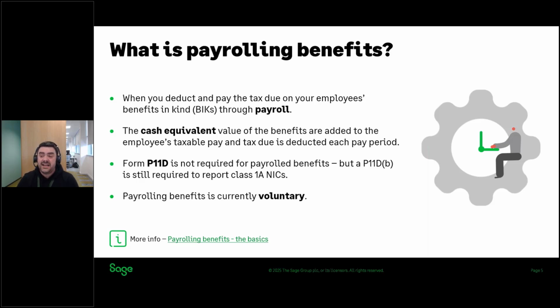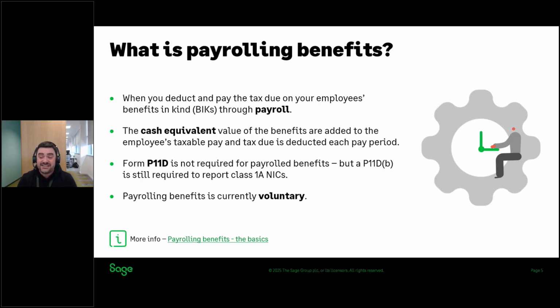Now, what it does mean is that the form P11D is not required for any of those benefits that you have payrolled. But be aware, the P11DB, which reports the Class 1A national insurance contributions, is still required. And currently that is still done at the end of the tax year on the P11D employer declaration. So the individual P11D forms aren't needed for the employees, but you still need to report your Class 1A as you have done in the past.